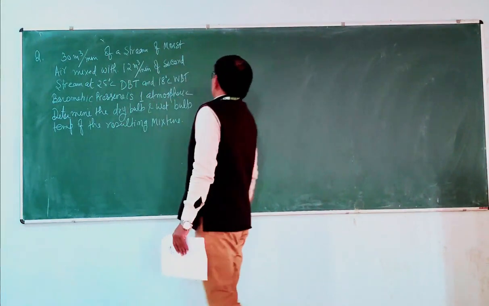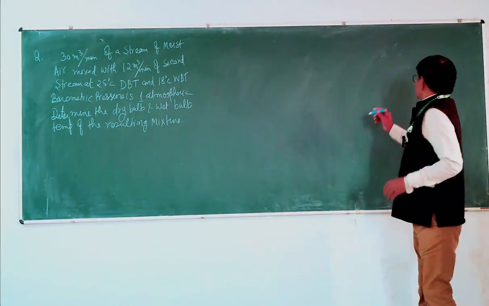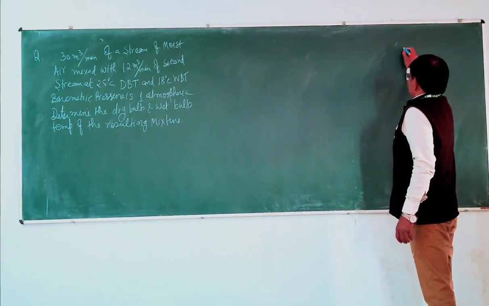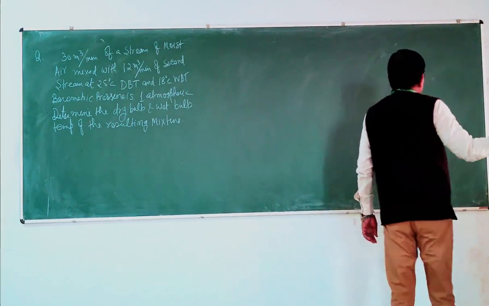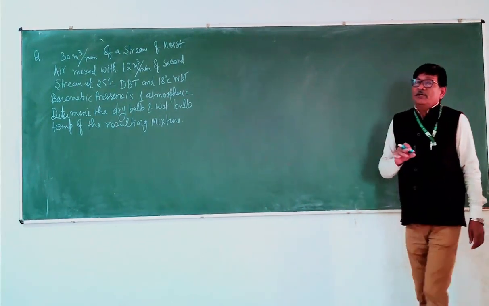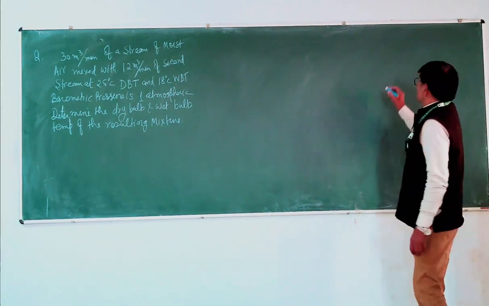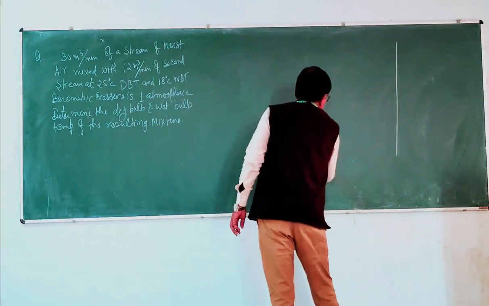Given 30 meter cube, stream 1 and stream 2. So let us draw the psychrometric chart first, so that it will make this problem easy for you. I will draw a rough psychrometric chart here, but it is very close to the actual psychrometric chart. Try to see how we draw it. This is a block diagram of the psychrometric chart.